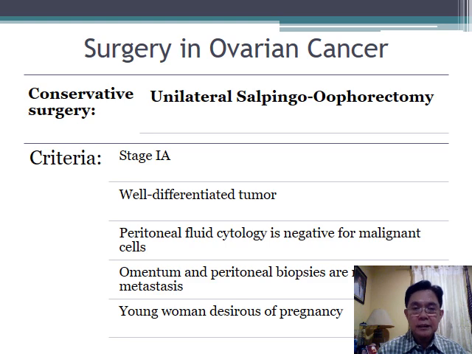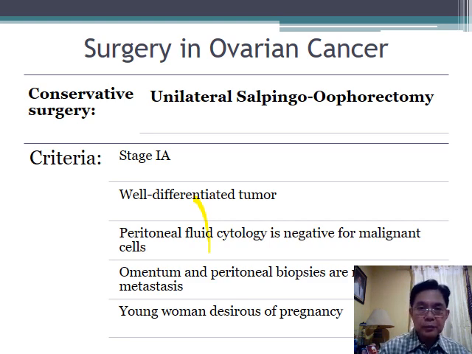One, the tumor is a stage 1 disease. That means it only involves one ovary. It is a well-differentiated tumor. The peritoneal fluid cytology is negative for malignant cells. The omentum and the peritoneal biopsies are negative, and the woman is young and desirous of pregnancy.